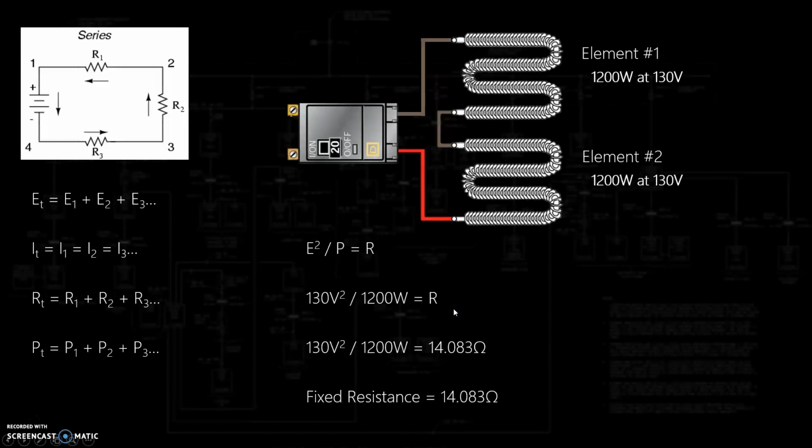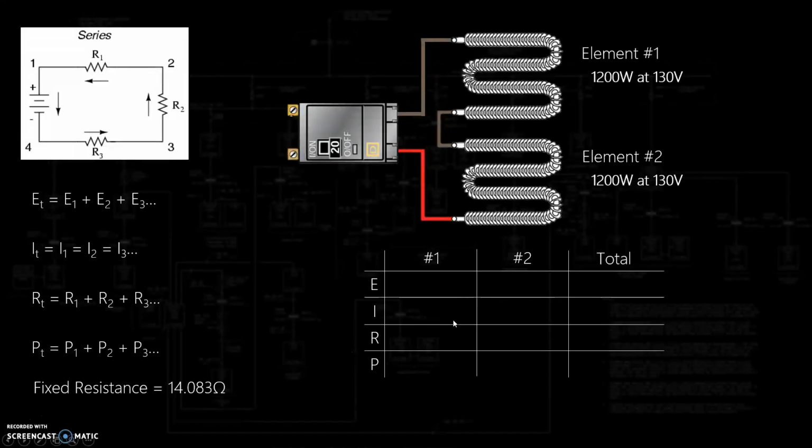So as soon as my slide catches up here, it'll bring up my table. I like to create a little table or chart. You'll see along the left-hand side we have a row for voltage, a row for amperage, a row for resistance, and a row for wattage. Now I have a column for element number 1, a column for element number 2, and a column for the total circuit. So what can we fill in right off the bat? What do we know here?